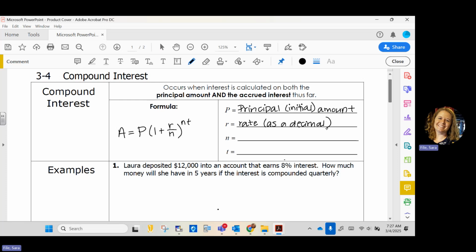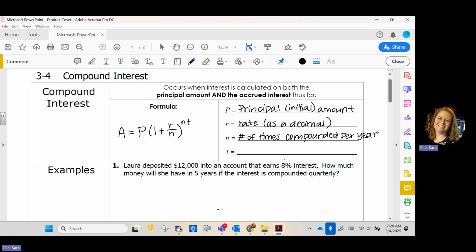So n is the number of times the interest is compounded per year. There's going to be a lot of terms used that we need to be able to interpret. How many times a year is that? So if I say annually, how many times a year is that? That's once. If something happens annually, it's once a year.